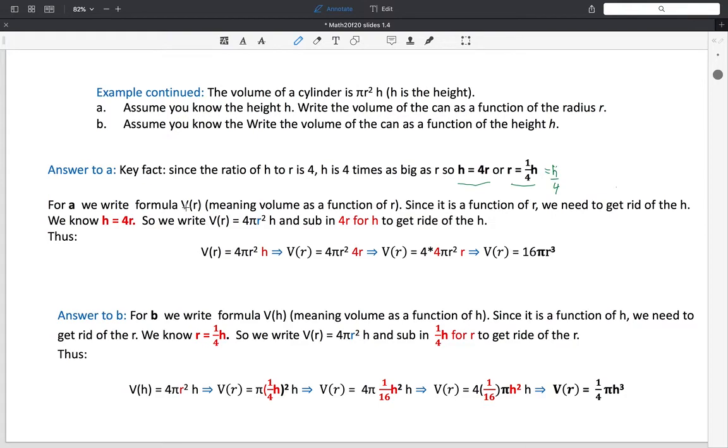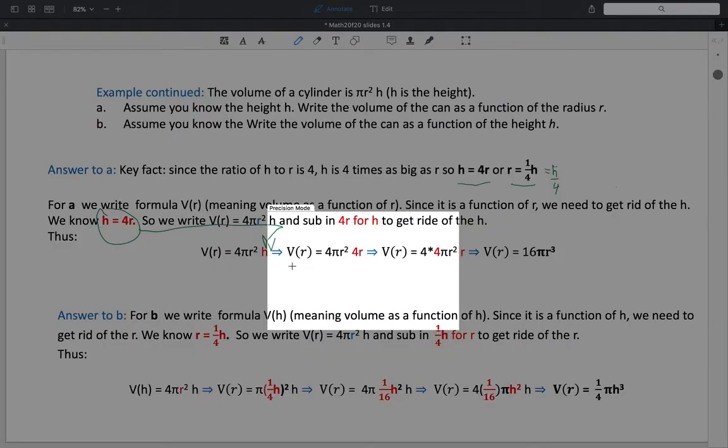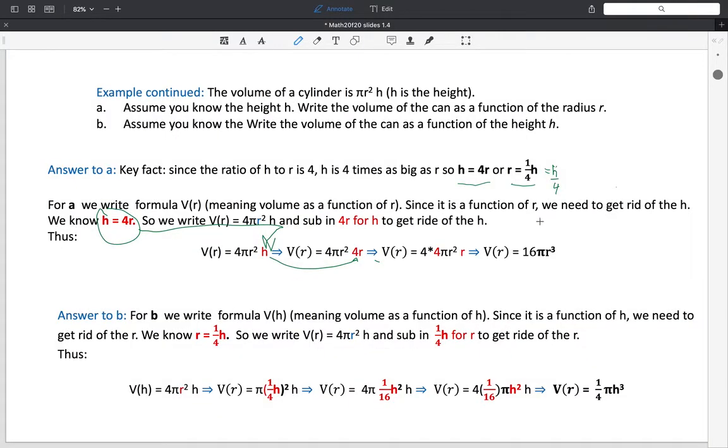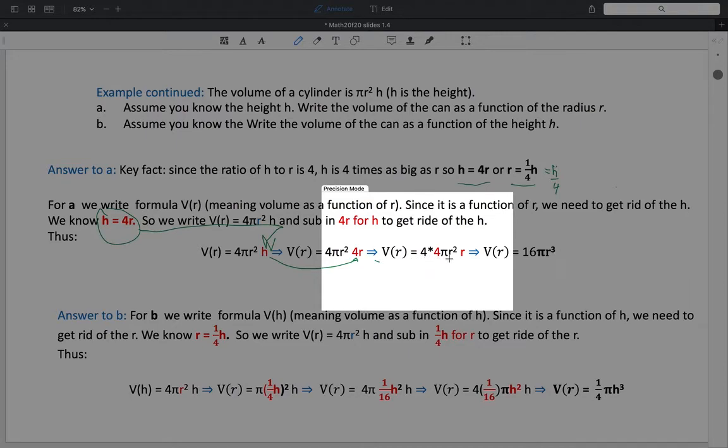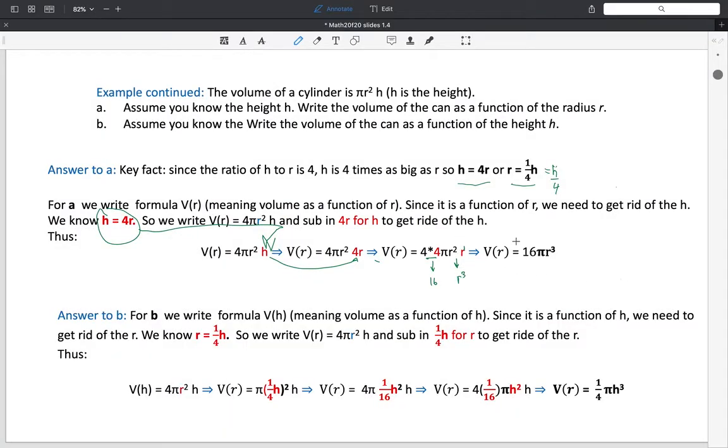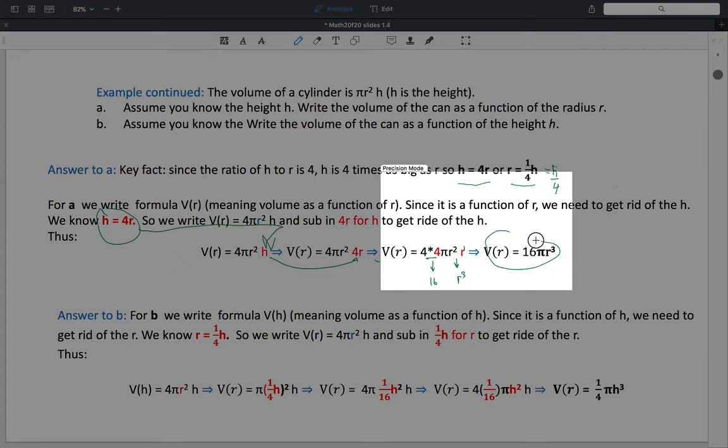Okay, so we write the volume V of r, meaning the volume is a function of r. We need to get rid of the h, so whenever I see an h, I'm going to plug in 4r. Here's my h, plug in 4r, and then I get V of r is going to be this. Notice that there's no h's left. That's going to give me 16, and r squared times r is r cubed. So that's my answer. Notice there's no h.